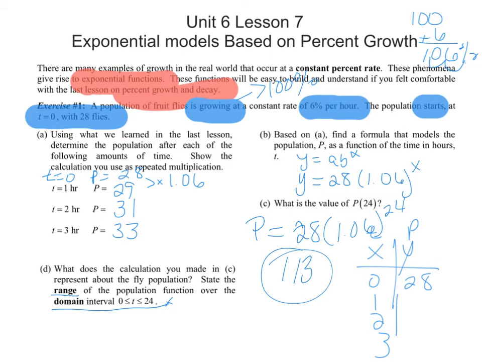So my y values, which are my p's, will be, if I'm at 0, I look over here, I would be at 28. So my range would be 28 less than or equal to P less than or equal to, and then if I go up here to 24, my Y is 113. So for a domain from 0 to 24, my range would be from 28 to 113.